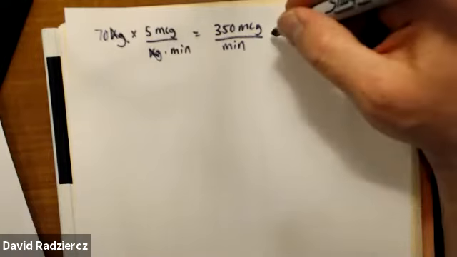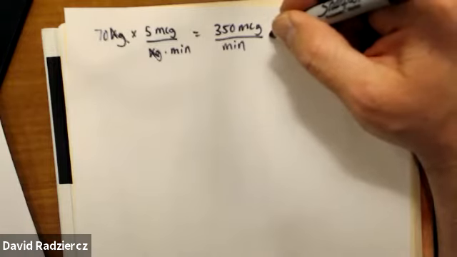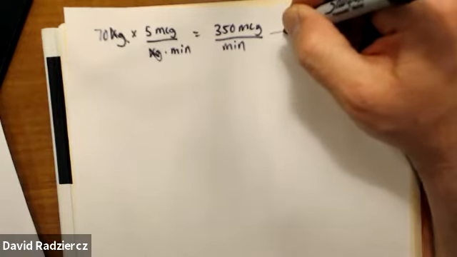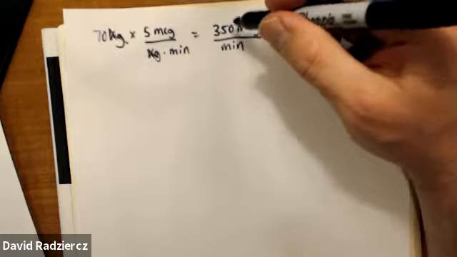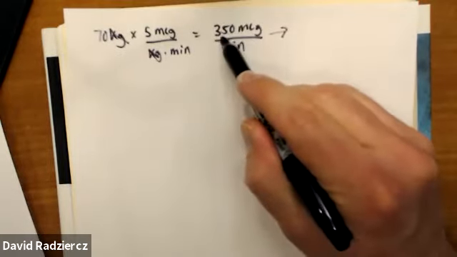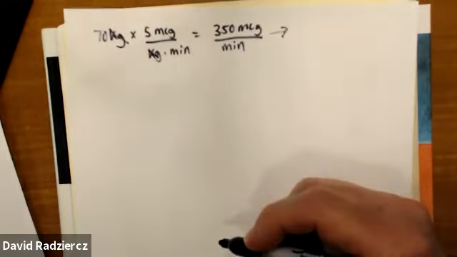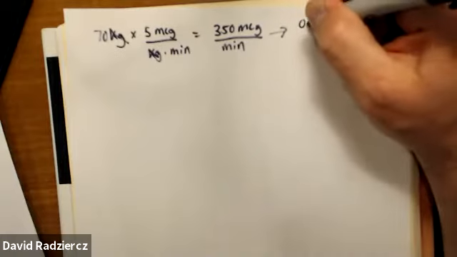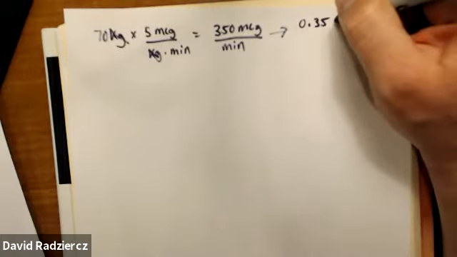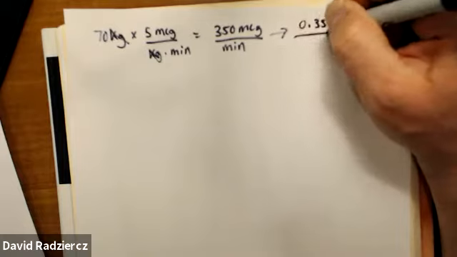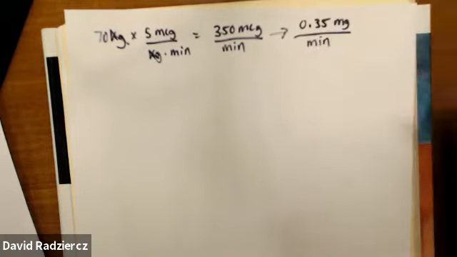Okay. So I'm not going to show the dimensional analysis for this, because all I would do is move my decimal 3 to the left when I'm going from micrograms to milligrams. So I would get 0.35 milligrams per minute. Okay.